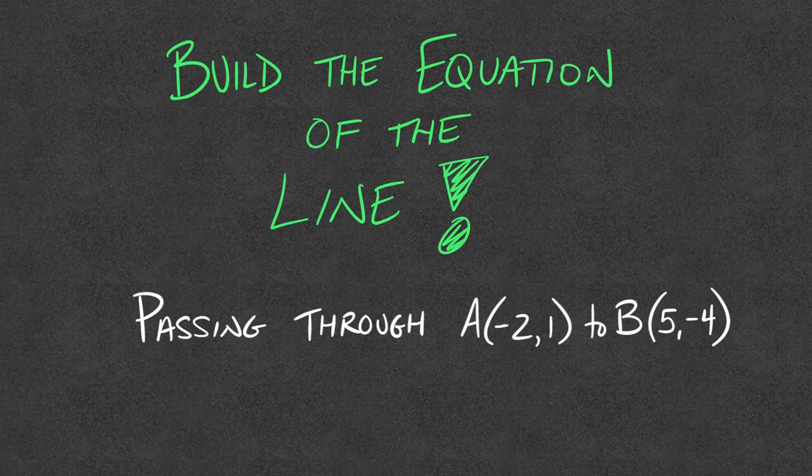Hey everybody. Today I want to go through the process of building the equation of a line when passing through 2 points. Okay, I'm not going to use y equals mx plus b on this one. There's an approach that I would prefer to go through and deal with. I want to show that to you.